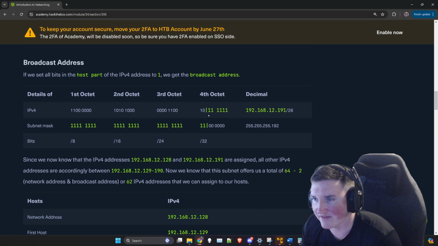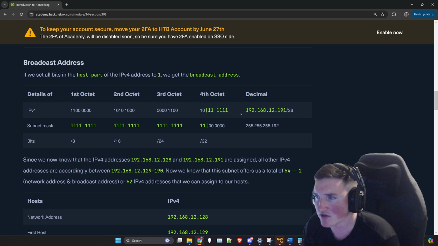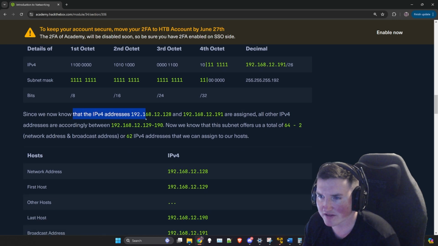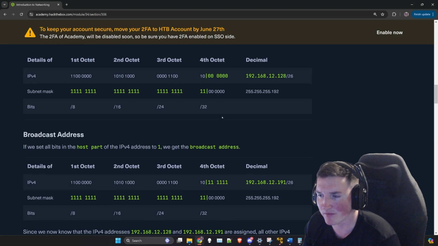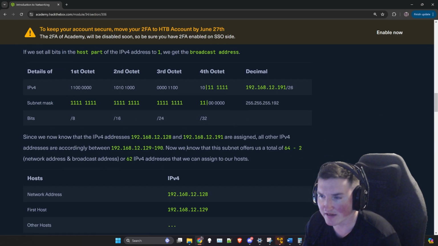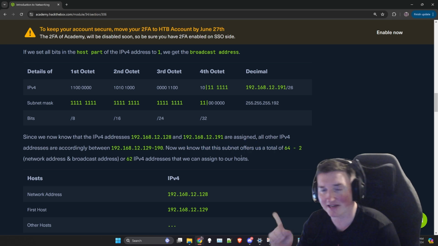The way they did that, if you look, is instead of making these all 0s like they did on the first one, they turn them all to 1s, because that'll give you the last one, the last option. So they just added them all up basically, right? Since we know that 128 and 191 are assigned, because we got 128 from making them all 0s, and we got 191 from them all being 1s, we know that there is, drum roll please, 64 network addresses.